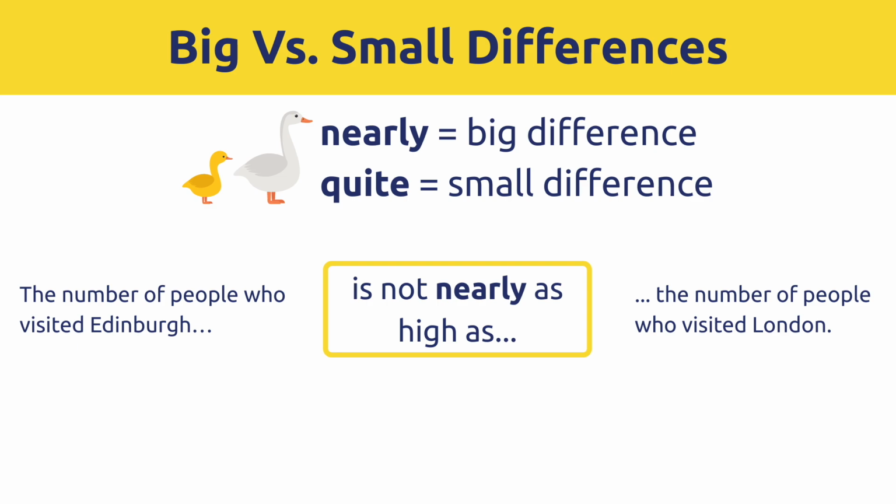Is not nearly as high as. Is not quite as big as. With nearly, not nearly, then you are telling the reader there is a big difference between X and Y. And then with not quite as, you're telling the reader that there is a small difference.